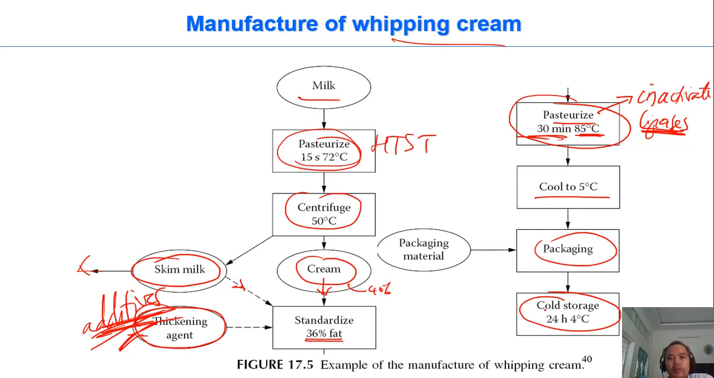The procedure to make whipping cream is quite simple. You just use cream and apply some heat treatment. What is more important here is to add additives to maintain the texture, the body of the cream after being whipped.